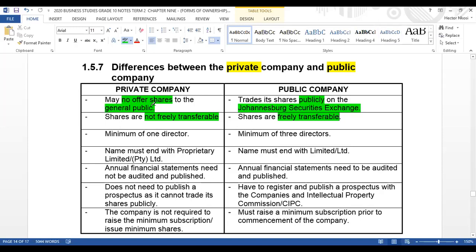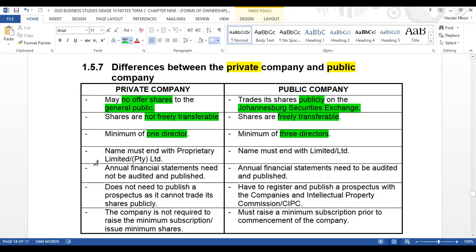Then also, looking at a private company, you can have one director. But here, in a public company, you must have a minimum of 3 directors. Because this is a public company, we've got so many shareholders, and that's why you have a minimum of 3 directors, because each will have their role.